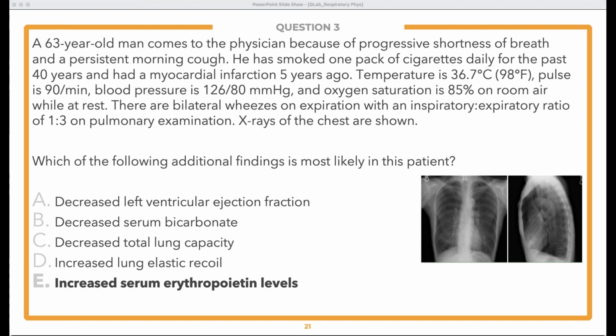Let's look at the other options though. Increased lung elastic recoil. Now, the terminologies elasticity and compliance are very high yield for respiratory physiology.